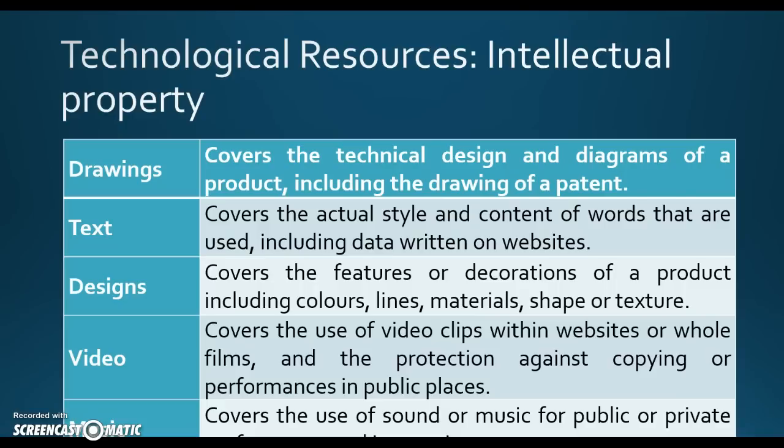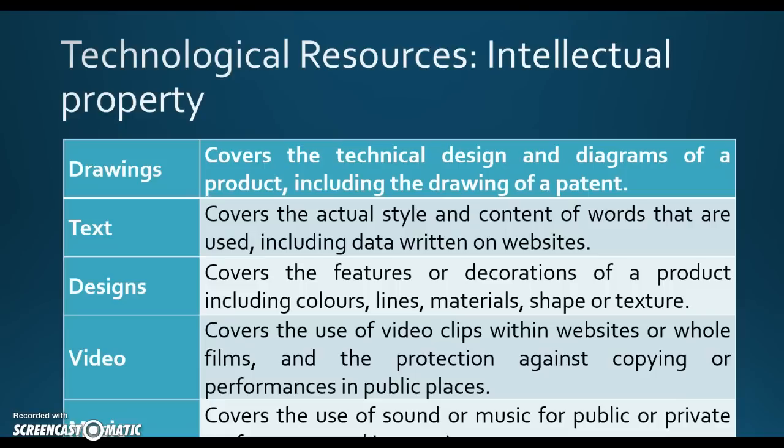Now, there's a thing called intellectual property, and basically intellectual property is something that you own, but it might not be physically or materially there. So for example, a drawing can cover the technical design and the diagram of a product, including the drawing of a patent. Basically that means anything like a design of something. So let's say I designed a bike, it would be the bike design. It's to keep it, so to stop it from being taken away.